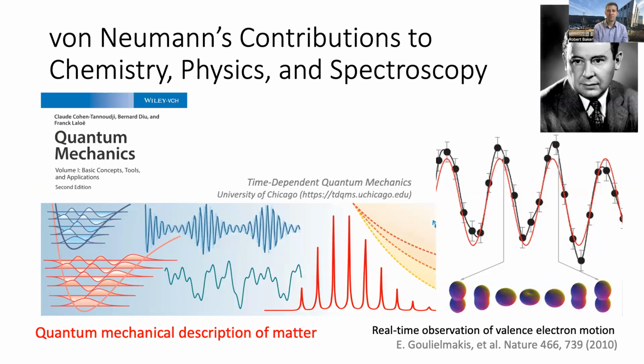Of course, one of von Neumann's most important contributions to chemistry and physics is a mathematical description of quantum mechanics. Time-dependent quantum mechanics describes the dynamics of molecular systems, including electron motion. Although his landmark publication, Mathematical Foundations of Quantum Mechanics, was published in 1932, over 90 years ago, the ability to experimentally probe some of the basic predictions of quantum mechanics, such as coherent wave packet motion of electrons, is only recently able to be observed, as shown on the lower right of this slide, where attosecond pulses of light enable real-time observation of valence electron motion in krypton ions.